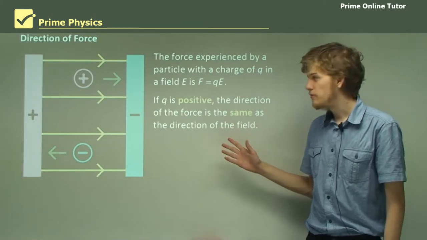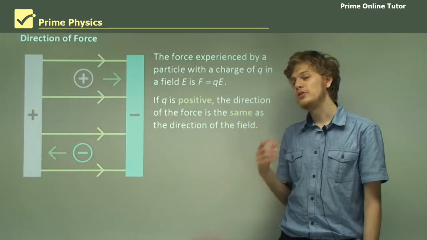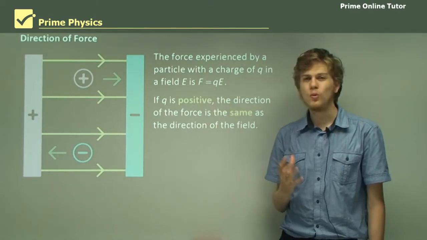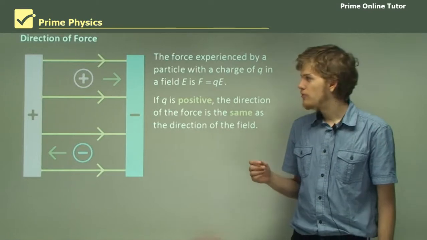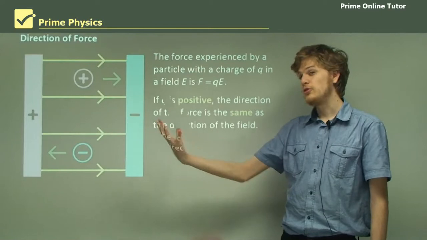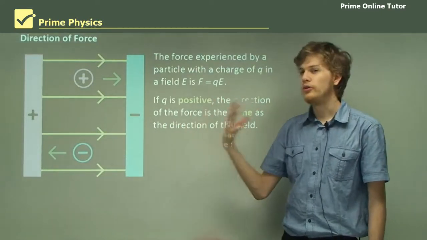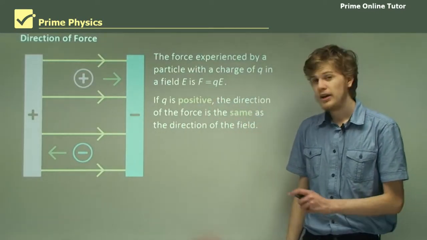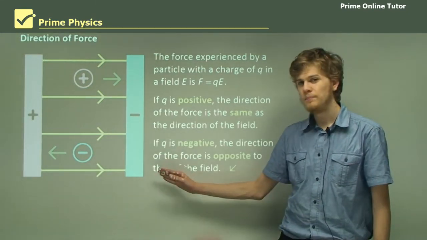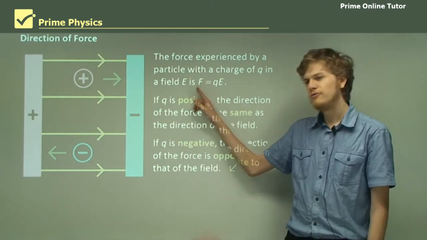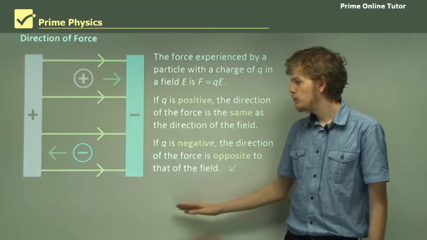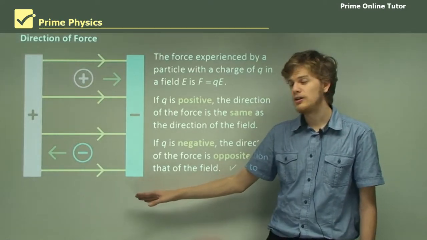Now, if Q is positive, that means the direction of the force will be the same as the direction of the field. Remember that force and field are both vector quantities. So if we have a positive charge, like in the top of the diagram, and the field points to the right, then the force will also point to the right. If, on the other hand, we have a negative charge, like in the bottom of the diagram, the direction of the force, F, will be negative the direction of the field. And so if the electric field points right, the force on the negative charge will point left.